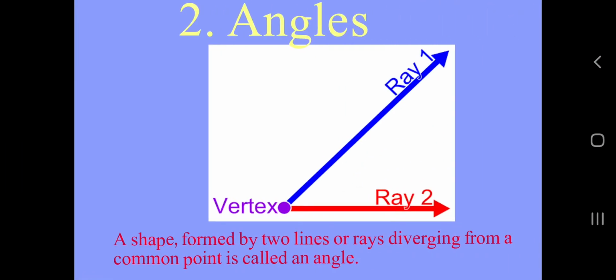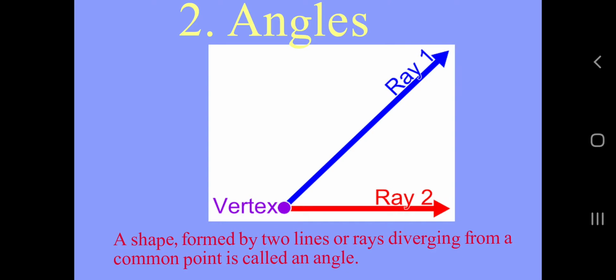Chapter number 2, Angles. First, we recall what you learned about angles in the previous standard. Now we are going to revise what an angle is. A picture is shown. This is called an angle.